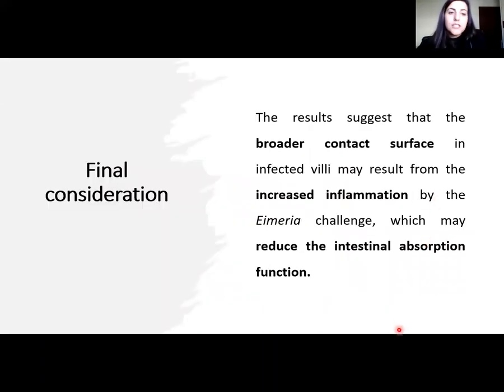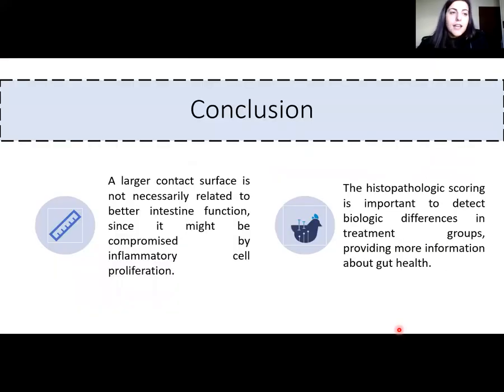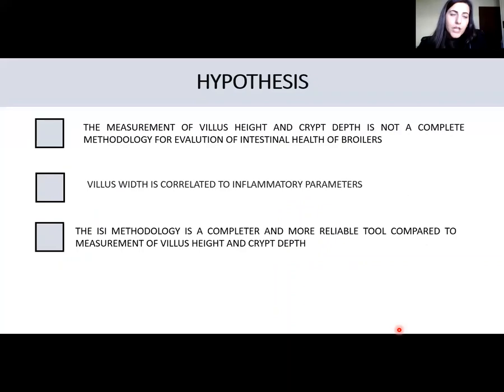As a final consideration, the results suggest that the broader contact surface may be ineffective, resulting from the increase of inflammation by Eimeria, reducing intestinal absorption functionality. And as a conclusion, a larger contact surface is not necessarily better intestinal function, because it could be compromised by inflammatory proliferation. And this pathologic scoring is important to detect the biological differences in treatments, providing more information about gut health. So the hypothesis that I told is true, is correct.